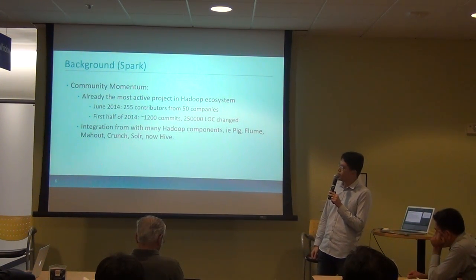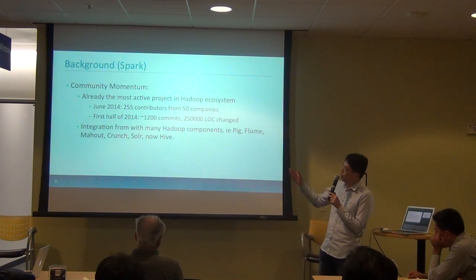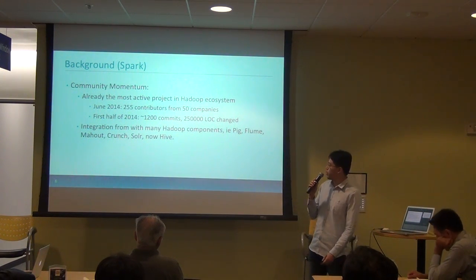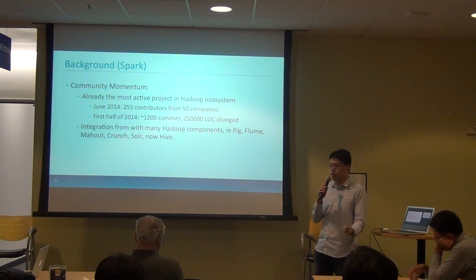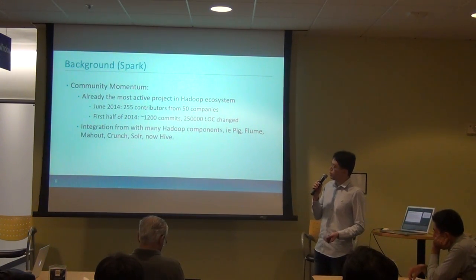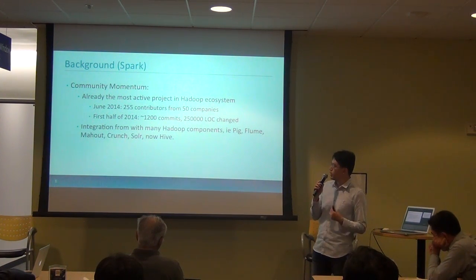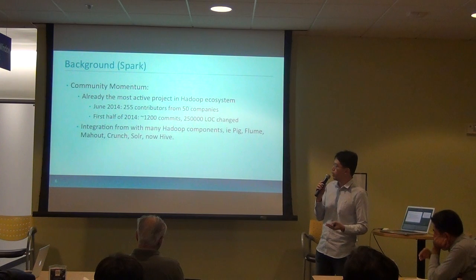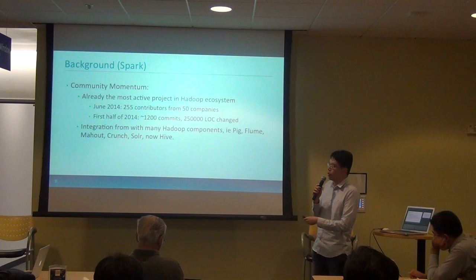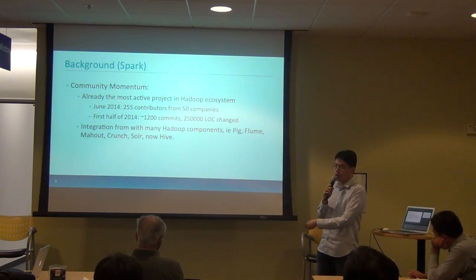In June 2014, there were already 255 contributors from 50 companies. In that 6-month period, there were already 1,200 commits and 250,000 lines of code changed. That shows that Spark is evolving at an incredible rate. The user community is also very strong, as evidenced by the fact that many Hadoop tools across the ecosystem, such as Pig, Flume, Mahout, Crunch, Solr, and a bunch of other ones not listed here, are moving to Spark as an alternate processing engine. Hive fits that mold really well.